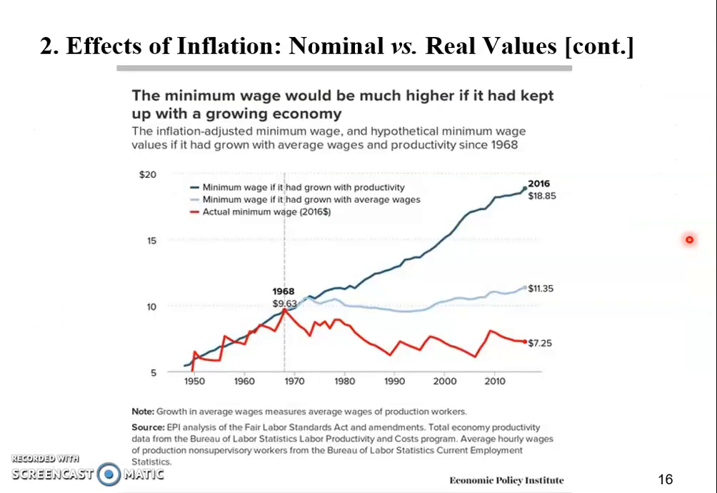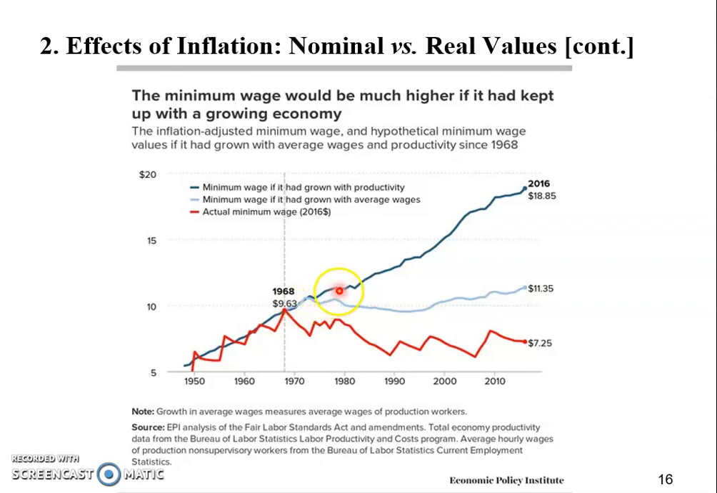Now here we're showing you 3 different curves. The red one is the actual minimum wage. Again, as you can see, it's $7.25 now. And in 1968, we find all 3 curves intersect. So that's the beginning of our comparison.